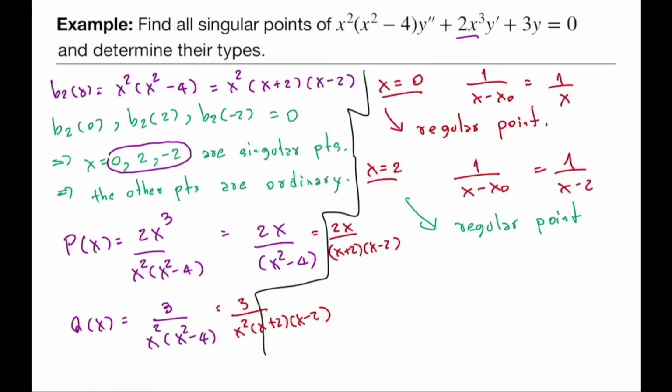Okay, and the last point is when x equals minus 2. That will be 1 over x plus 2, and we have 1 over x plus 2 here. The power is 1, which is less than or equal to 1 for p. And here the power is 1 as well, which is less than or equal to 1 for q. So this point is also a regular point.